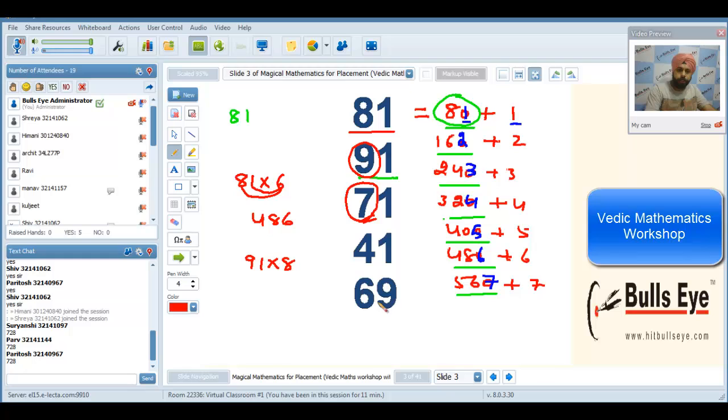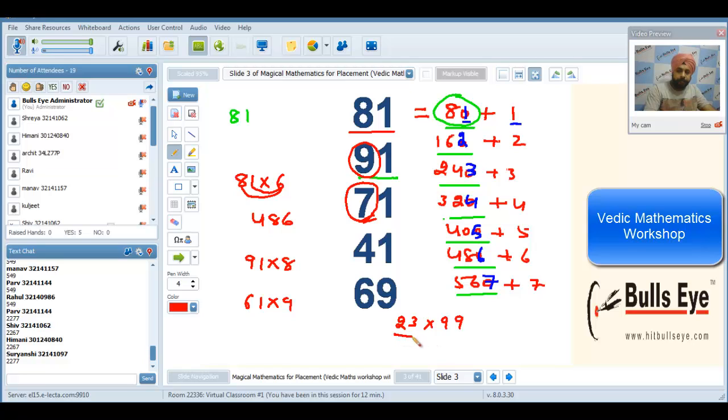That's good, Suryanshi. So could you tell me how much is 61 into 9? 549. Excellent. Could you tell me how much is 23 into 99? Now it seems a comparatively tough question. That's wrong, Shiv. Pav, you have got it right.